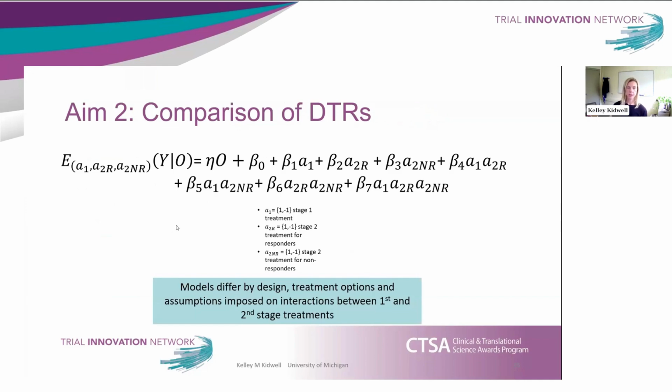So for example, this is a saturated model where O could be any baseline covariates, like we just learned are so important, such as our stratification variables, and then our first stage treatment, our second stage treatment for responders, our second stage treatment for non-responders, and their interactions. Now, this model depends on our SMART design, so it will differ if our SMART design looks different.